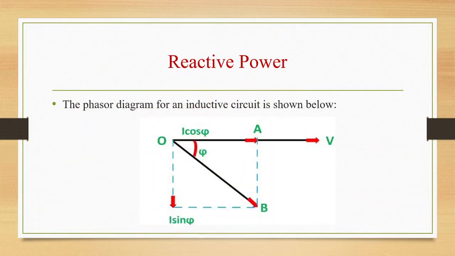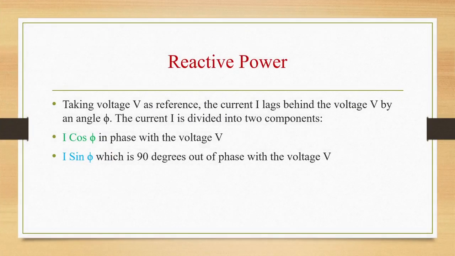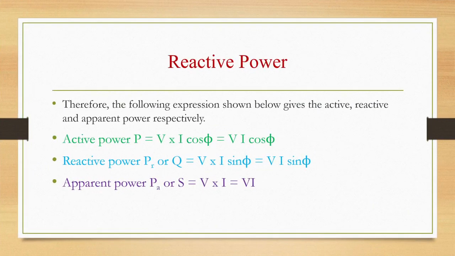We have seen the phasor diagram for an inductive circuit. Voltage is taken as reference, and current is lagging the voltage by an angle phi. Then I cos phi is in phase with voltage, and I sin phi is 90 degrees out of phase with voltage. So current is divided into two components, I cos phi and I sin phi. So active power P is equal to VI cos phi, reactive power Q is equal to VI sin phi, and apparent power S is equal to VI.